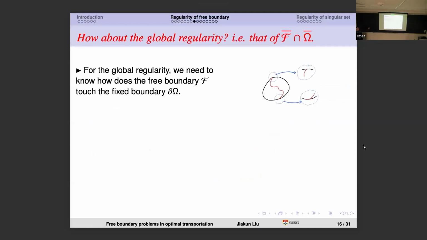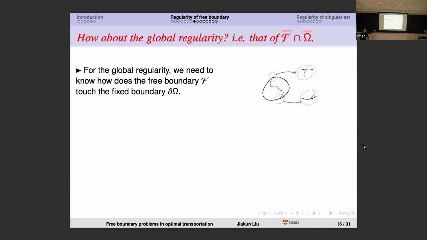Now let's move to a different question. Previously, we understood the regularity of the free boundary. Now I try to understand how the free boundary touches the fixed boundary. The free boundary is the red curve, and originally you also have the fixed boundary, so they will touch each other. How do they touch each other? They could touch very gently, such that you have a cusp. Or they could just cross each other, transversely, right? So you have an angle.